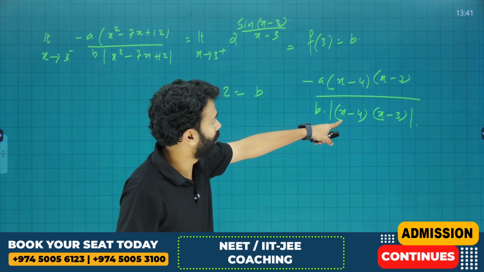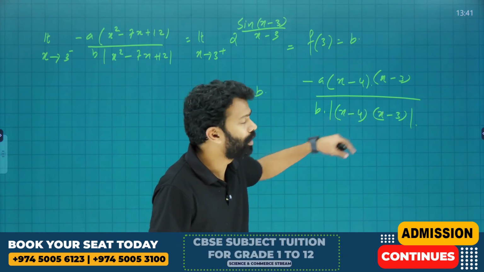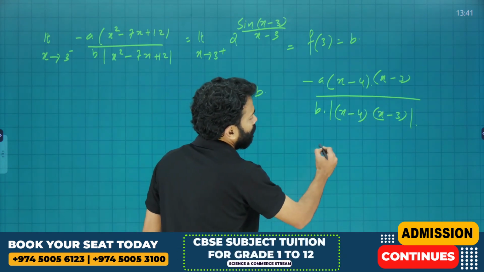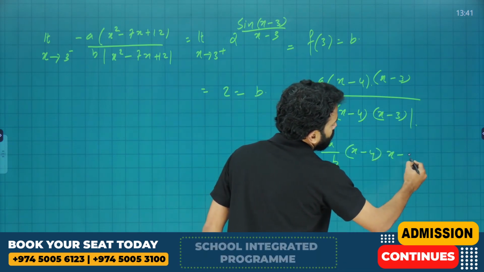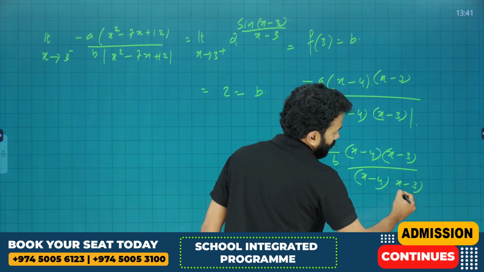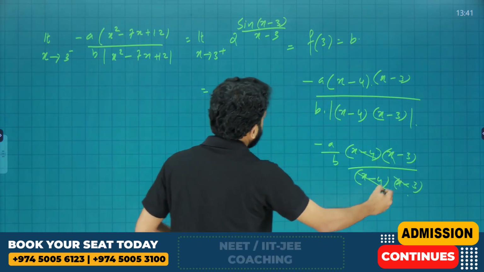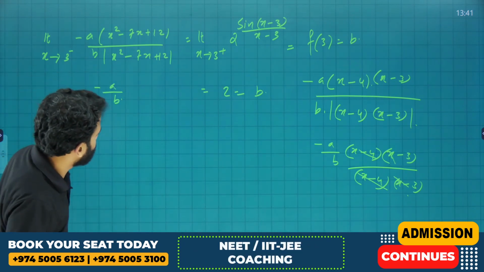You are getting the idea or not? That is, if it is less than 3, like 2 point something, the value will be positive, sorry. Therefore, it will be minus a by b into x minus 4 into x minus 3 divided by x minus 4 into x minus 3. Therefore, this gets cancelled and this reduces to minus a by b.